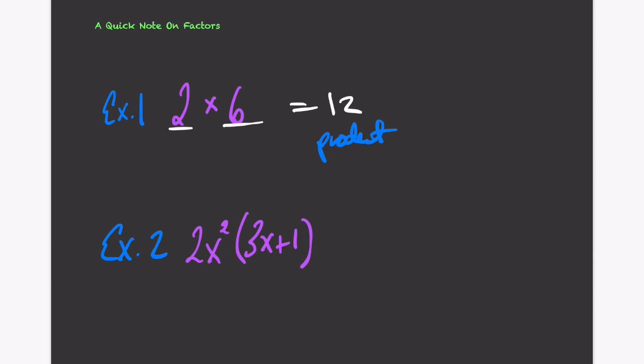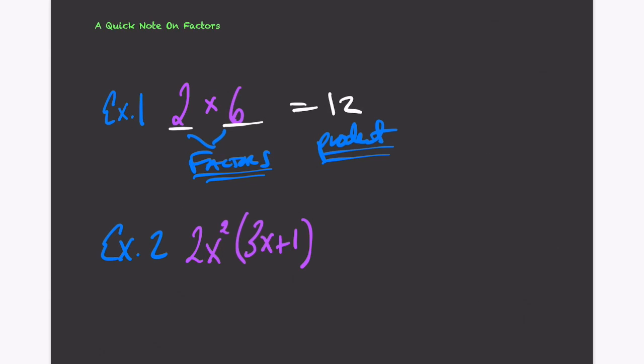And 2 and 6 are both factors. So the things that you multiply together to get your product are factors. And it doesn't matter if they're as simple as just a number like 2 or 6, or a more complicated expression like 2x squared down below, or even something in parentheses like that binomial 3x plus 1.